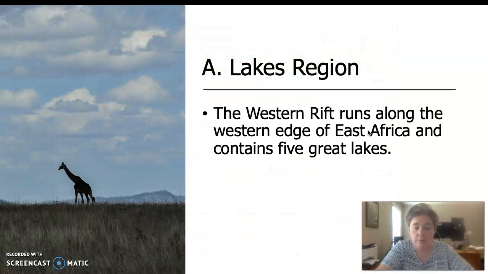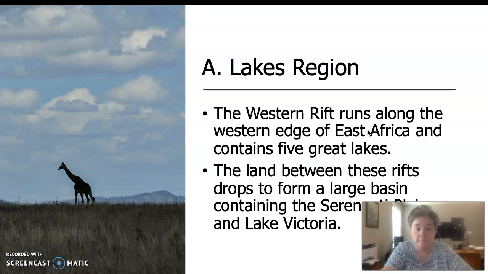And you see that because of that, it does have the highest lifespan. Okay, so the Western Rift, the western side of that Great Rift Valley, runs along the western edge of East Africa. It contains 5 Great Lakes. Some of these are salt lakes, but some of them are freshwater lakes. And of course, freshwater lakes are wonderful because that is also a source of drinking water. The land between the two rifts drops to form a large basin where we get the Serengeti Plain and Lake Victoria.